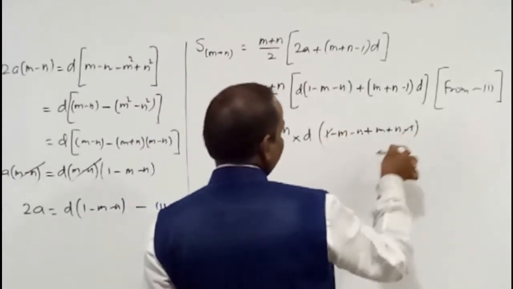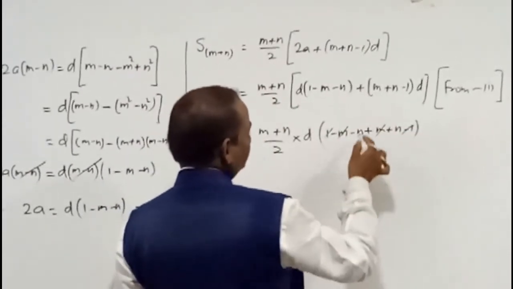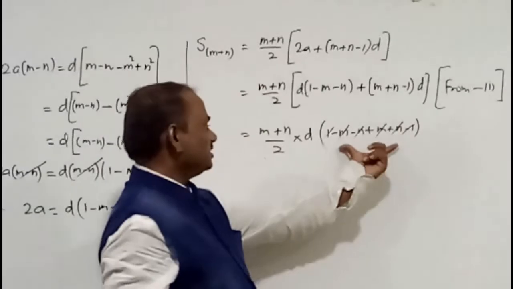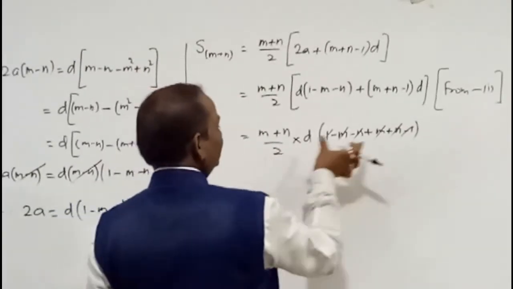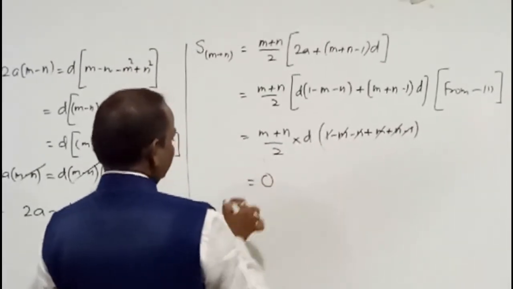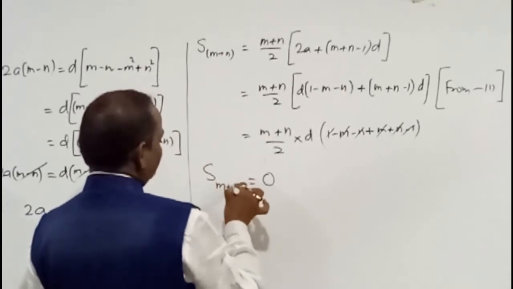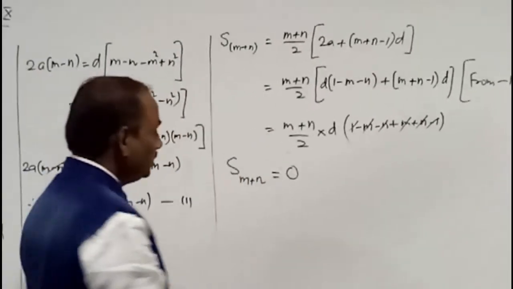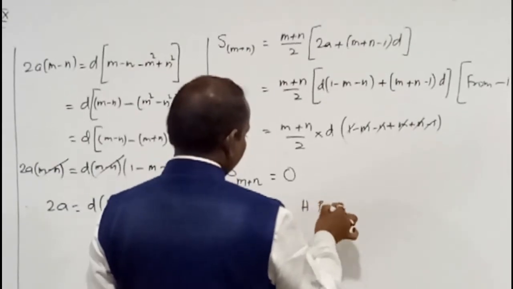Plus 1 with minus 1, minus m with plus m, minus n with plus n. This becomes 0, and anything multiplied with 0 is what? 0. So we come to the conclusion that S(m plus n) is equal to 0. Hence we can say that it is proved.